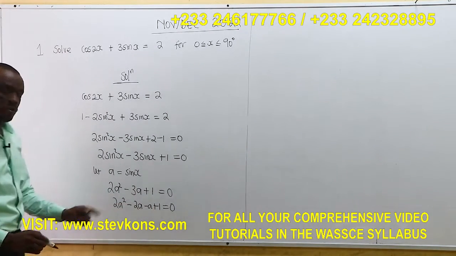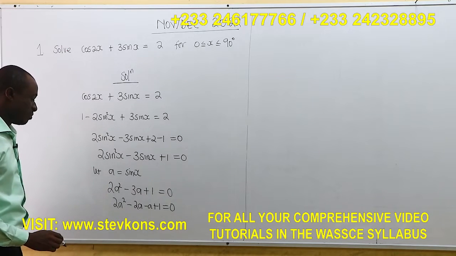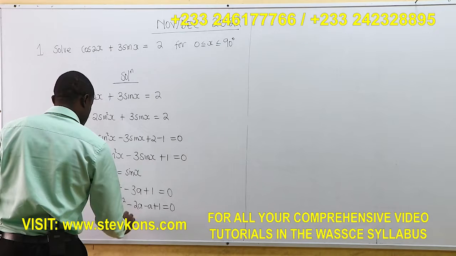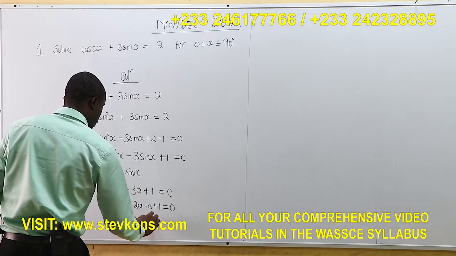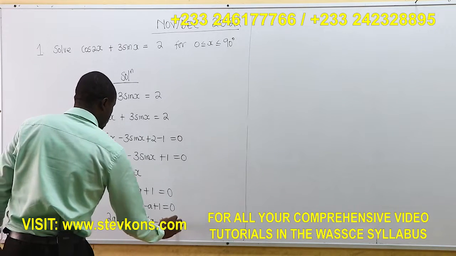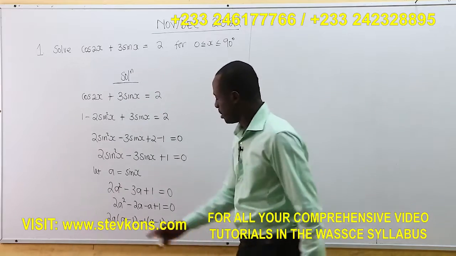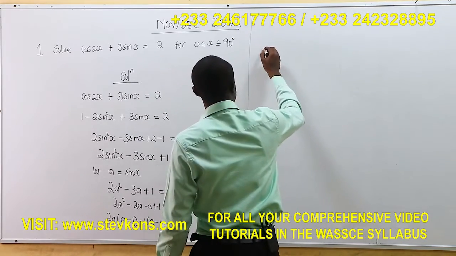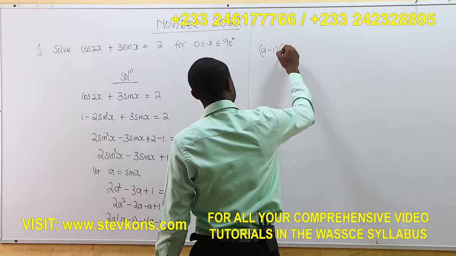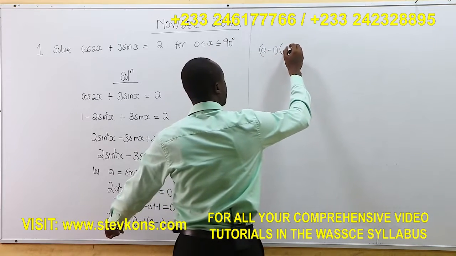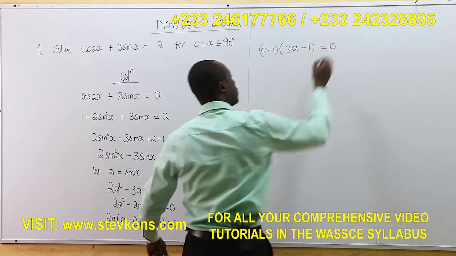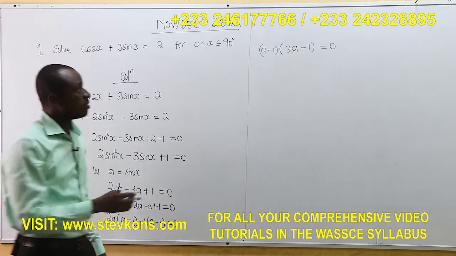Now, what is the common factor? Clearly, 2a is a common factor. So you have 2a, a minus 1, and then you have negative 1, a minus 1, and this is equal to 0. Look at it. A minus 1 is a common factor. Let's factorize it out. So we have a minus 1, and then we have 2a minus 1, and this is equal to 0.